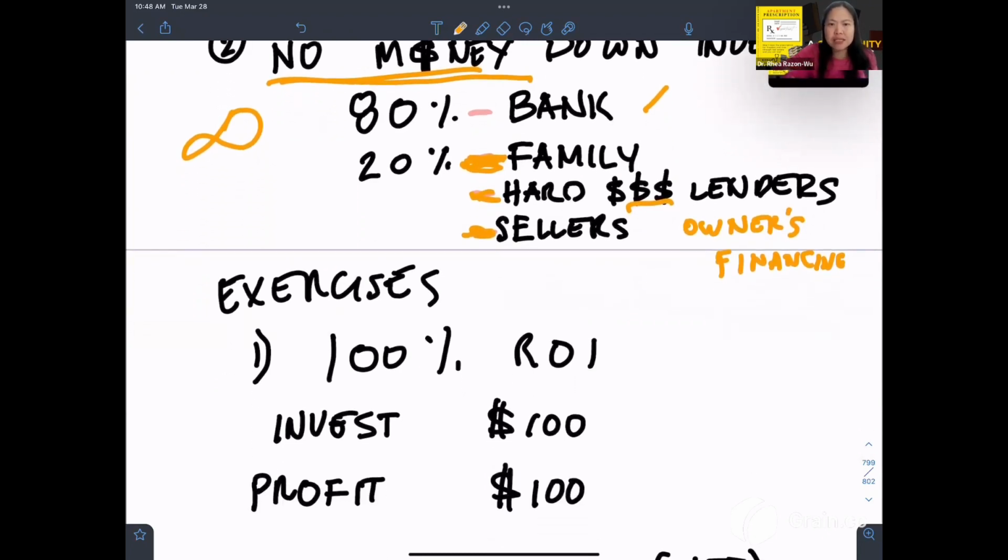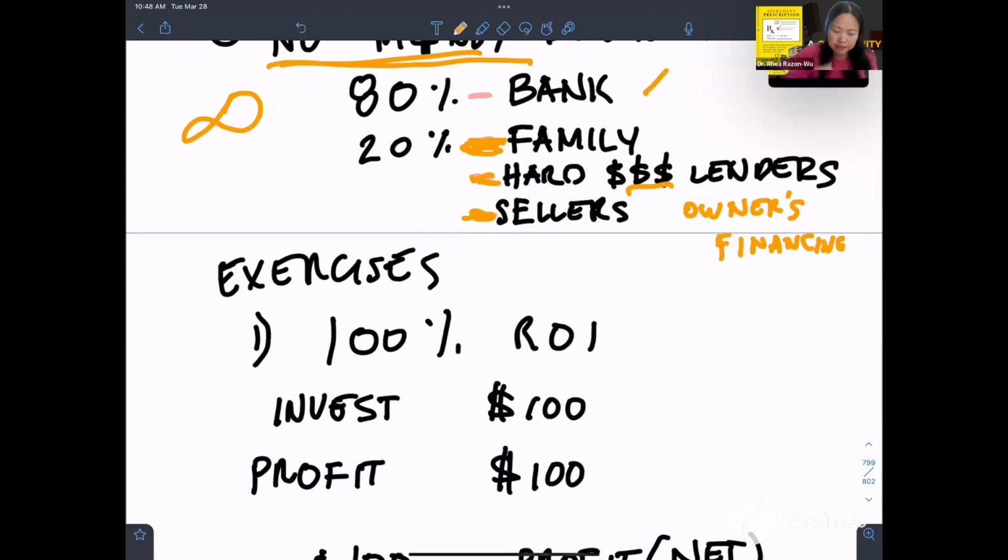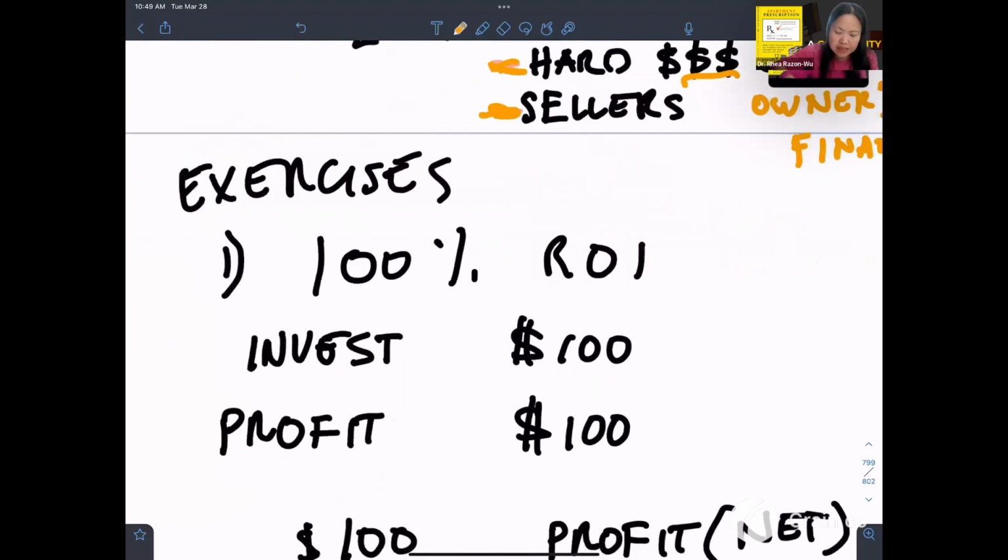Now, more exercises on this return of investment. Why am I stressing this? Because I want you to make more money when you go invest into a property, or when you go invest into any other forms of investment. Because the principle is the same. There's a thing called COC, or cash on cash return, or ROI, or return of your investment. So more examples here.